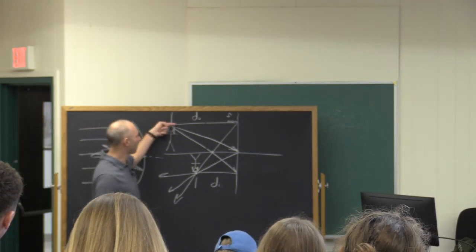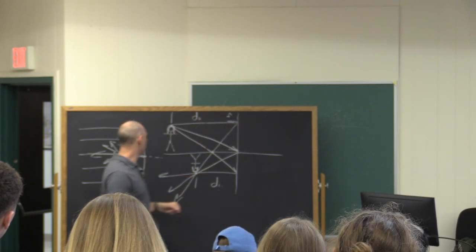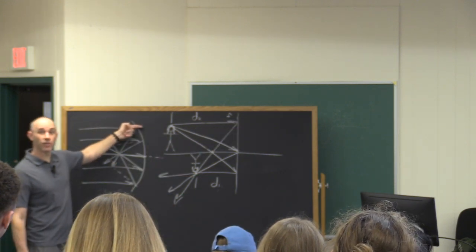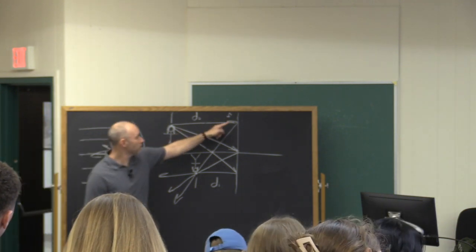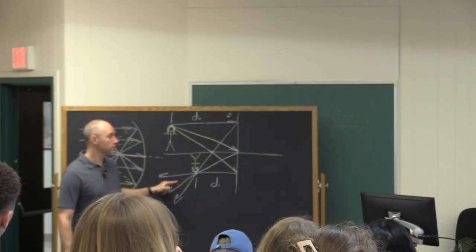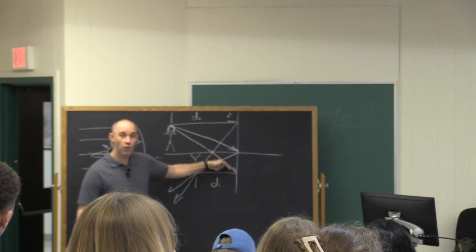This one is going to go parallel to the axis. And light rays that are going parallel to the axis for a concave spherical mirror then pass through the focal point. So after it hits the mirror, it's going to go through the focal point. This one goes through the focal point.